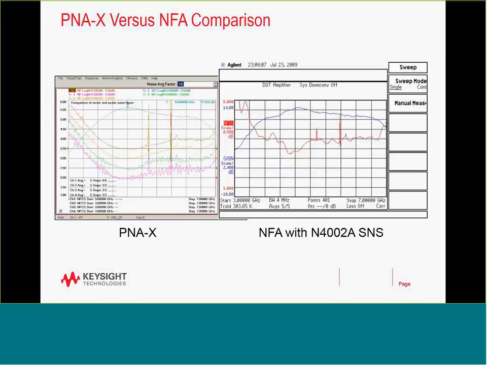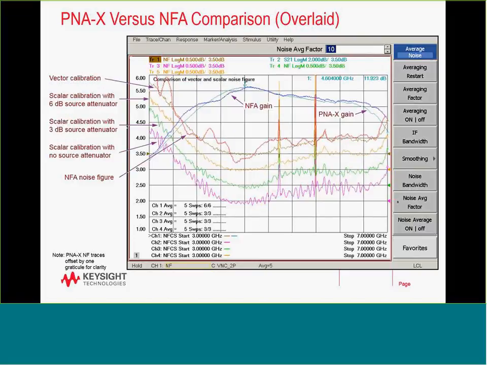We can compare both the PNA-X and the noise figure analyzer, because noise figure analyzers have been around for a long time. By overlaying them here, we can see the two techniques using the same device. We see that the gain of the device on the NFA has a lot more ripple. The PNA-X gain seems to be a lot more of a nice, smooth curve. And take a look at that orange line that's overlaid over the brown vector corrected measurement. You can see that there is a lot of ripple there too.